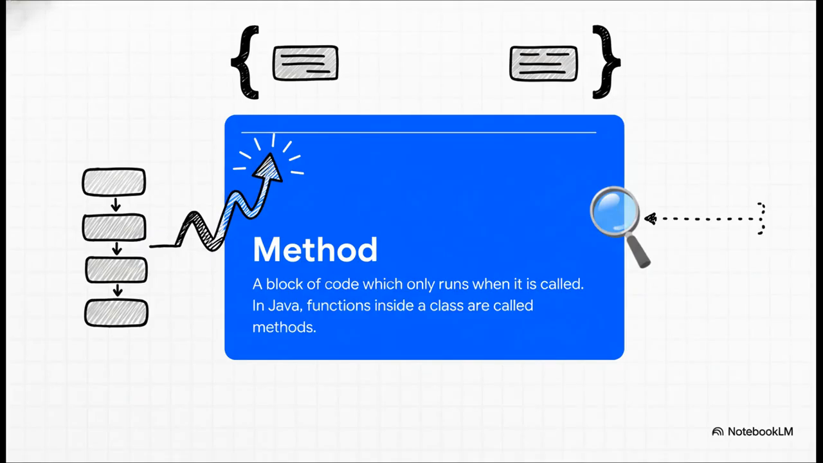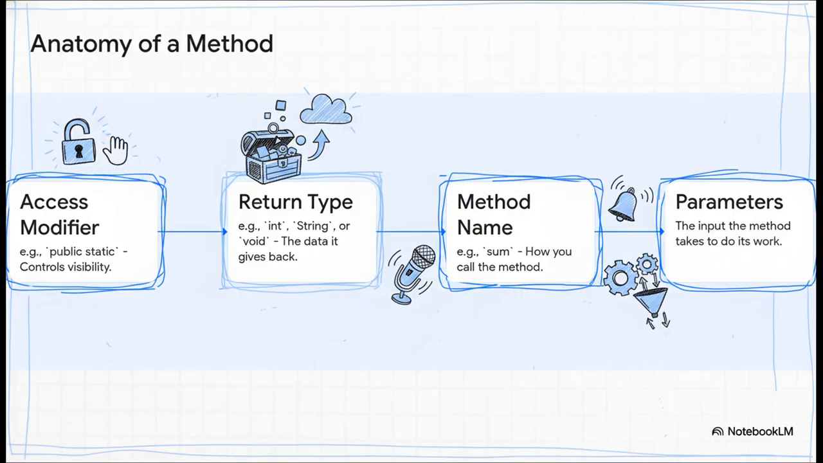So what exactly is a method? Well, it's really just a named block of code that's built to do one particular thing. And the key is, it only runs when you explicitly call it. And in the world of Java, since pretty much everything lives inside a class, we just call these functions methods. Same idea, different name.